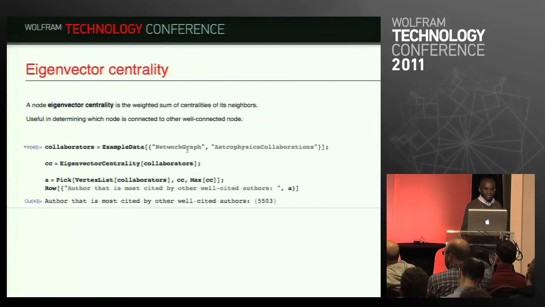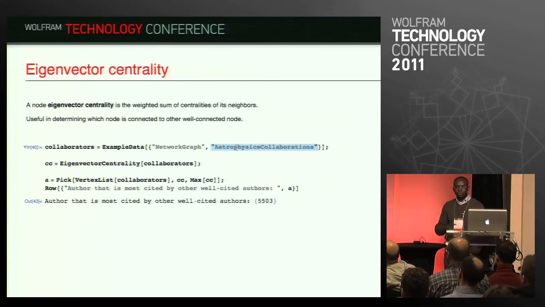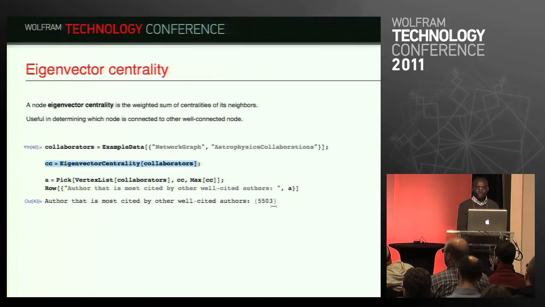So in this case, for example, we take the collaboration network. It's a citation network, roughly speaking, of who collaborated with whom, and we want to find the author that has the most citations or the most important citations. So you can just compute the eigenvector centrality, and then you find which node in that astrophysics network is collaborating with, or is well cited by, other people.